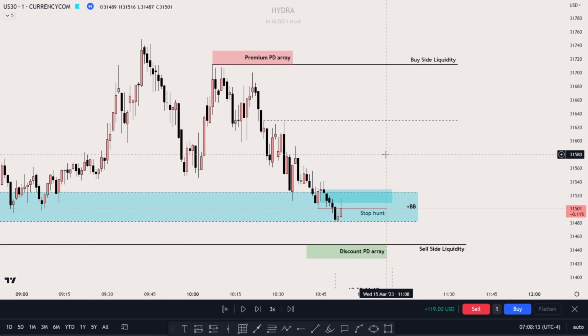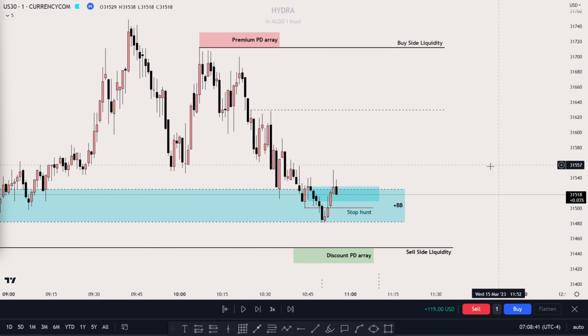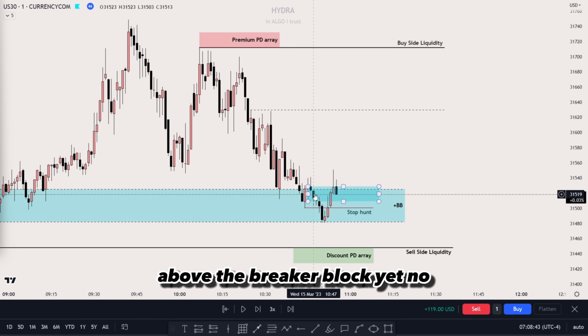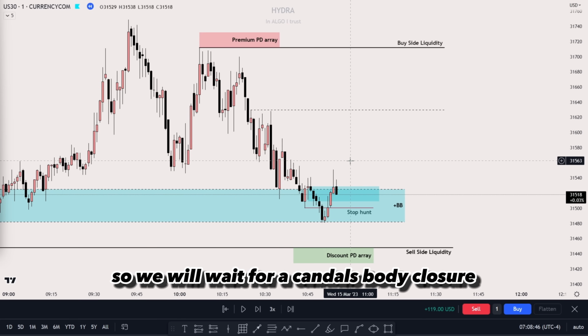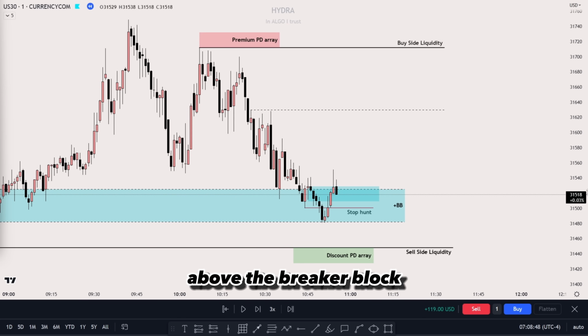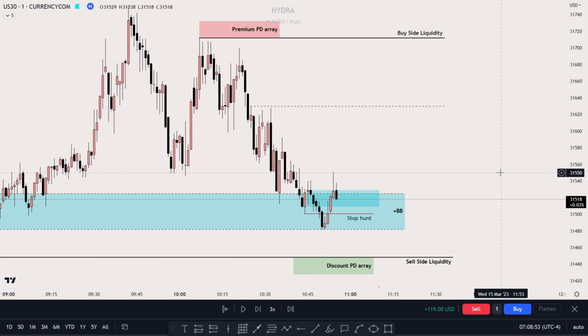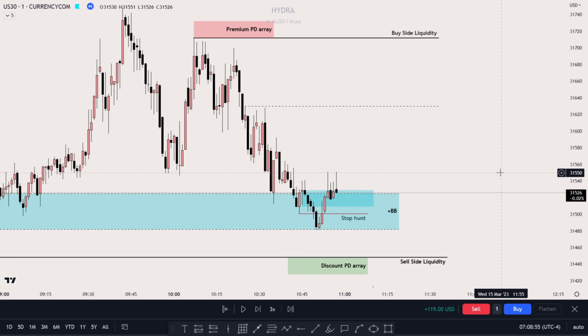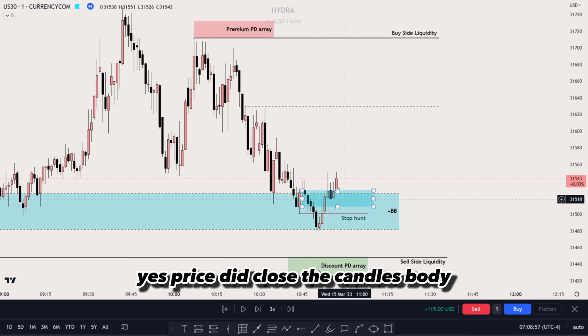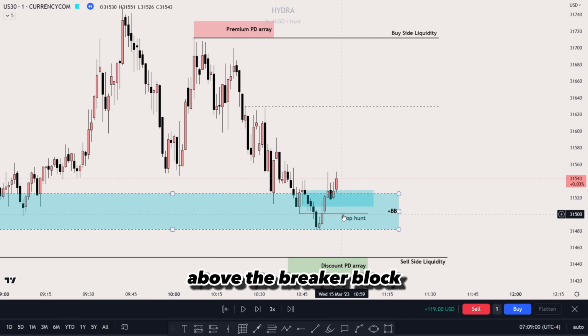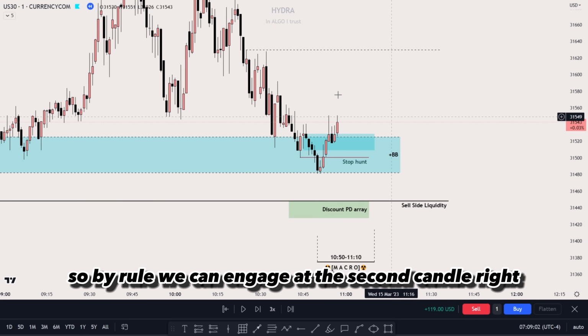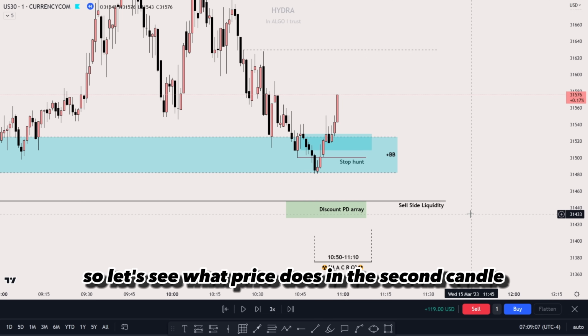So our breaker block is right here. So let's see if price does actually close a candle's body above the breaker block. So did price close the candle's body above the breaker block yet? No, so we will wait for a candle's body closure above the breaker block. Let's see if price does that. Yes, price did close the candle's body above the breaker block. So by rule, we can engage at the second candle, right? So let's see what price does in the second candle.